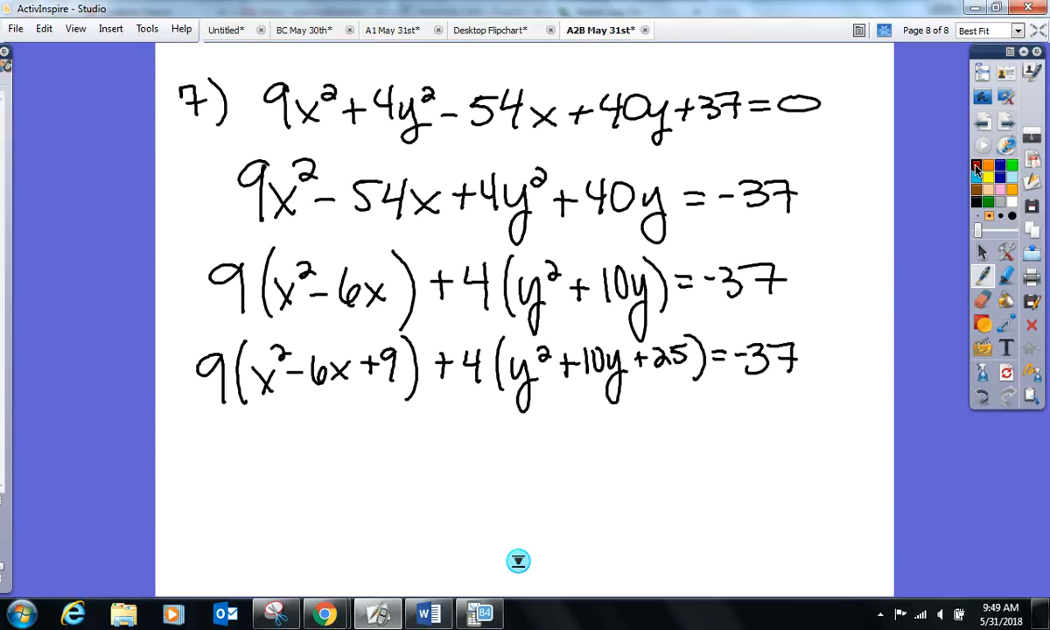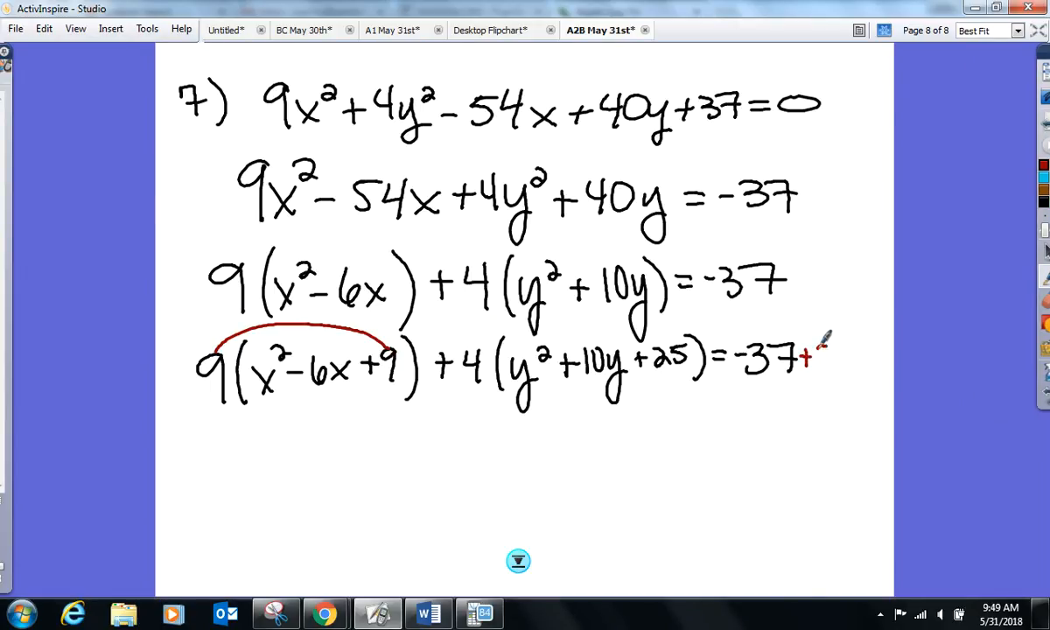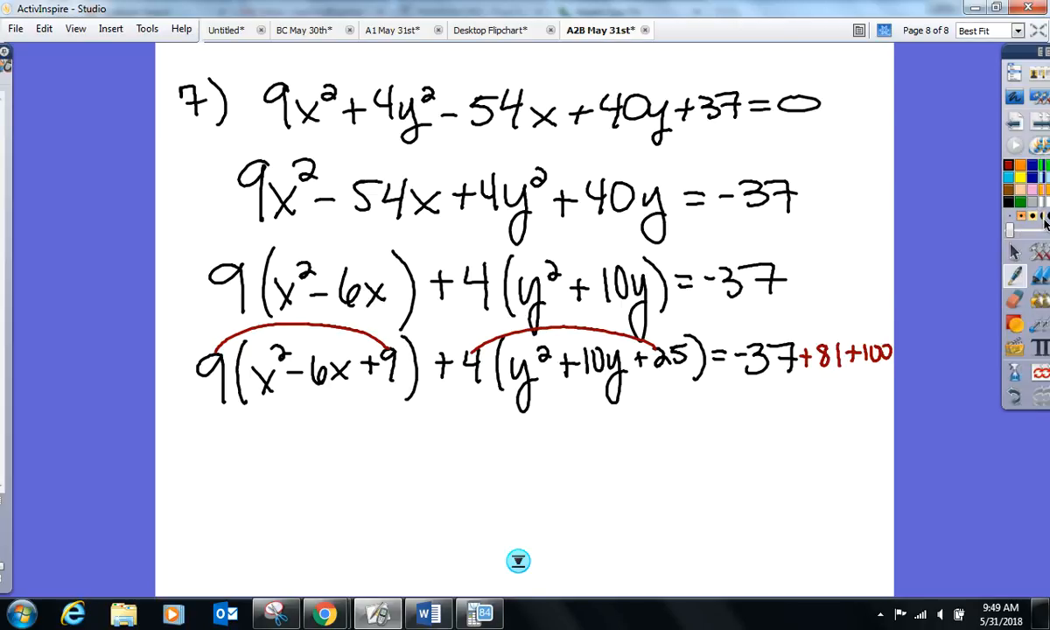Tell me how I know what to add to the right side now, because it's not 9 and 25. You took out a 9 to begin with. With that 9, I'm going to add an 81. And here I'm going to add a 100. Good, guys, good.